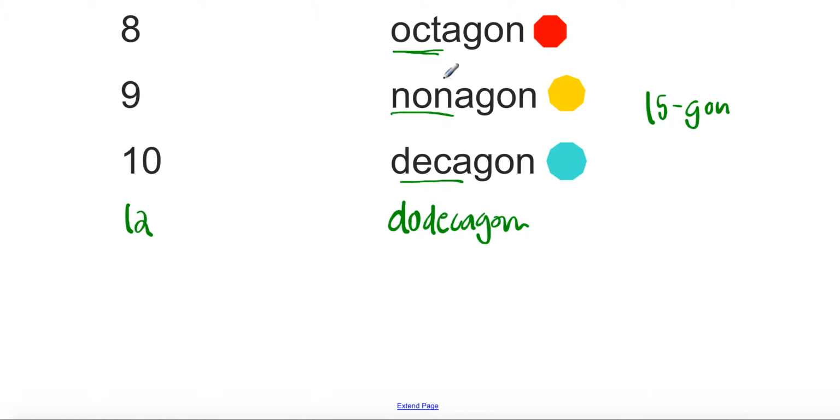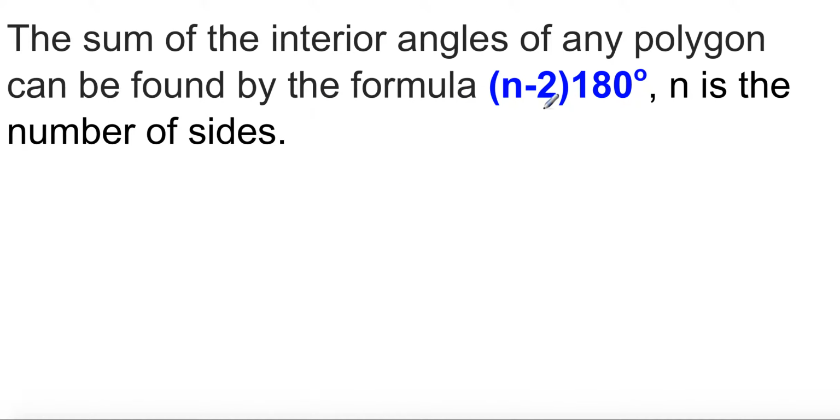So let's take a look. It's important to know the names because if you're asked about the measure of an interior angle or even an exterior angle, if you don't know how many sides you're dealing with, then it's going to be difficult to figure this out. And there's a little formula that we use to find the sum of the interior angles of any polygon. And that's this formula right here, (n minus 2) times 180, and that n is the number of sides. So that formula is used to find the sum of all the interior angles in a polygon.